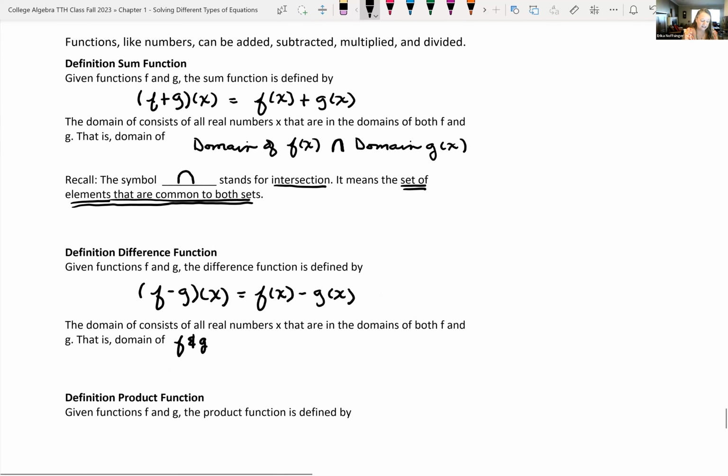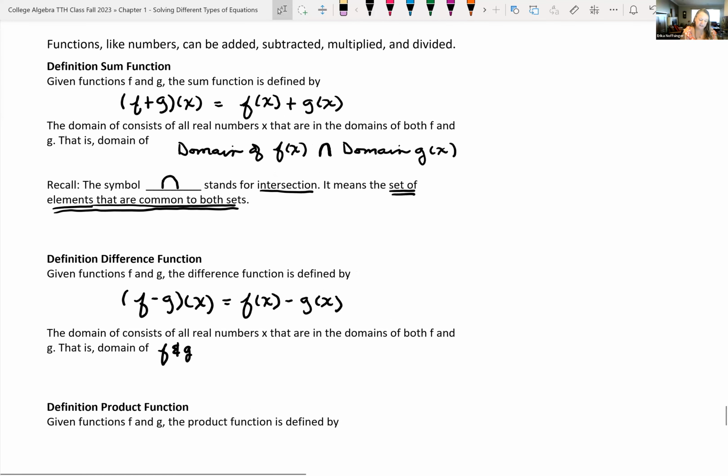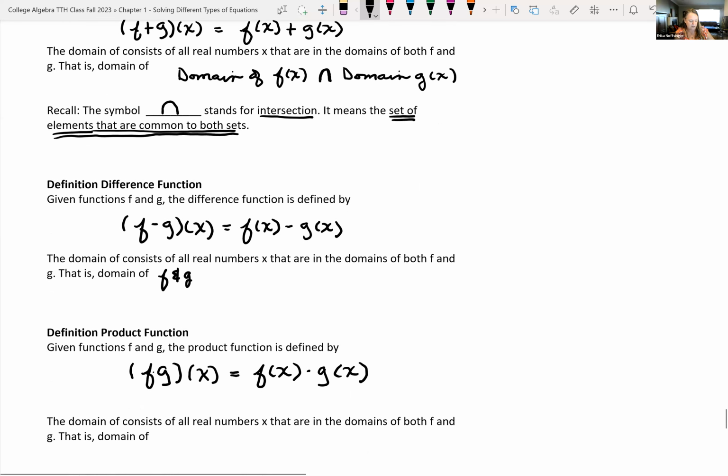So for the product of two functions f and g, we would define that as parentheses fg. You could put a dot there if you want to in between, of x. This is just saying I'm taking my equation f of x and multiplying it to my equation g of x. So the domain of f times g of x is just like the ones above. You're going to look at the domain of f, the domain of g, and take what they both share in common for the domain.